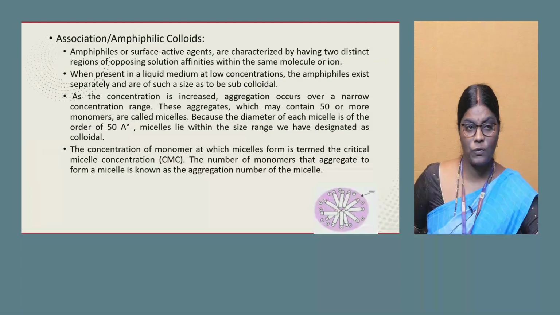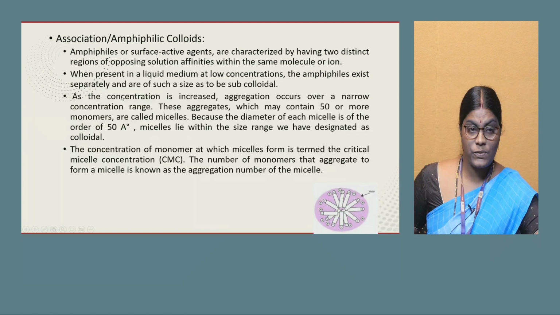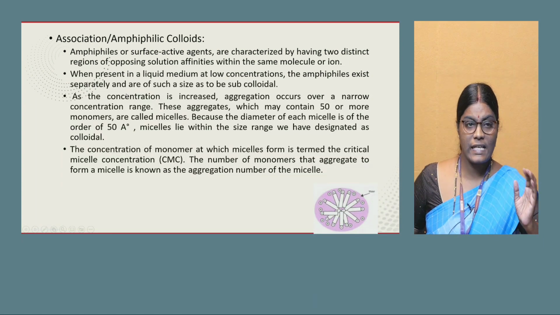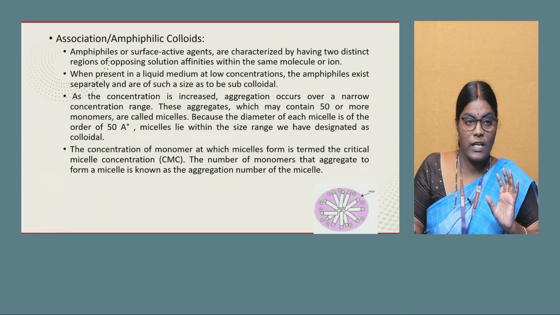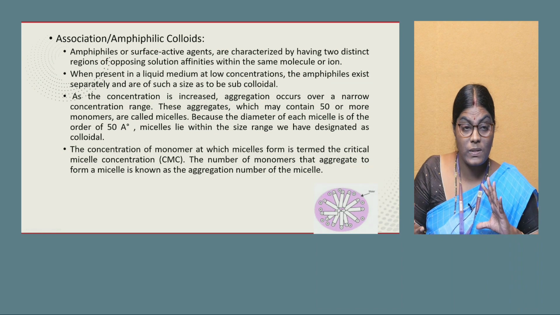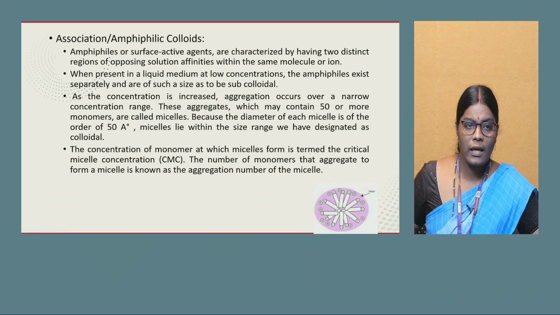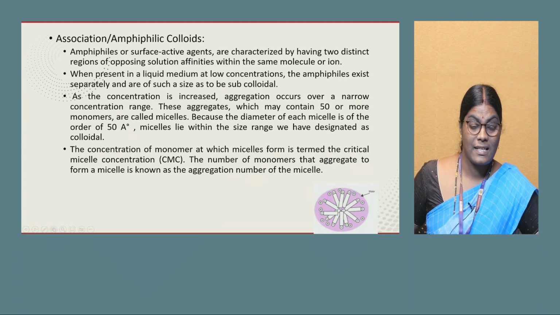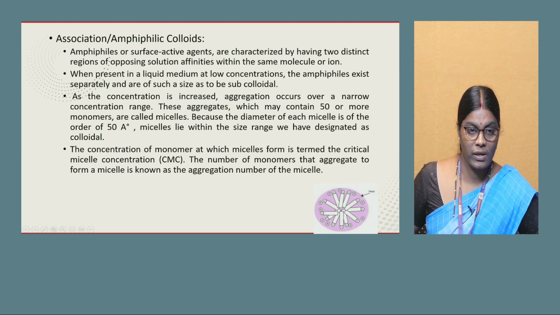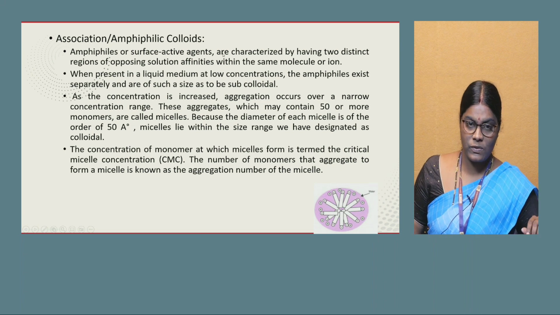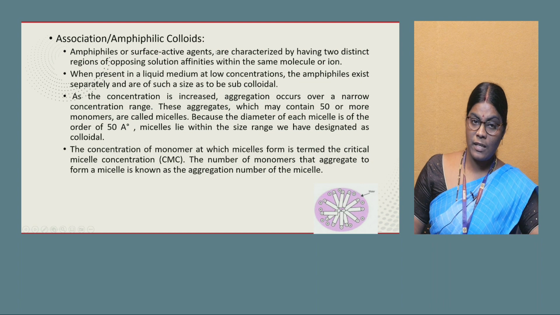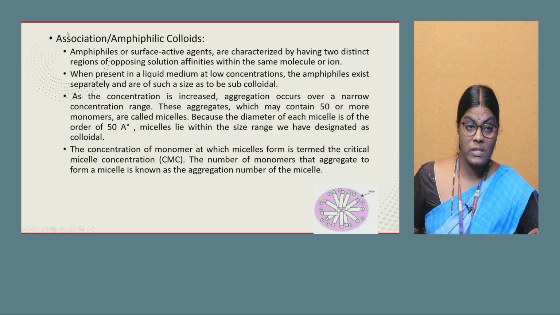Next, the third classification of colloids is association colloids or amphiphilic colloids. Association means coming close to each other. A number of molecules come close to each other, associate together, and form a sol-like structure. The best example is surfactants. Surfactants act as association colloids. We already came across surface active agents or surfactants under interfacial phenomena in Physical Pharmaceutics 1, right?